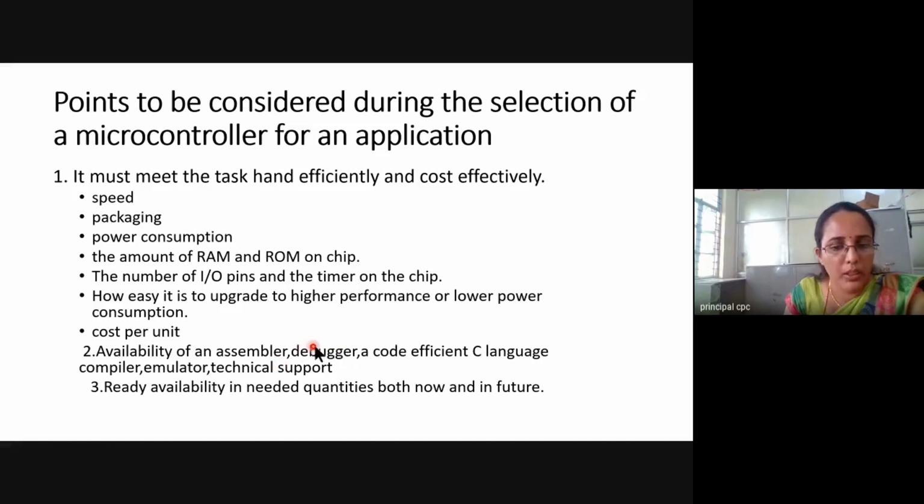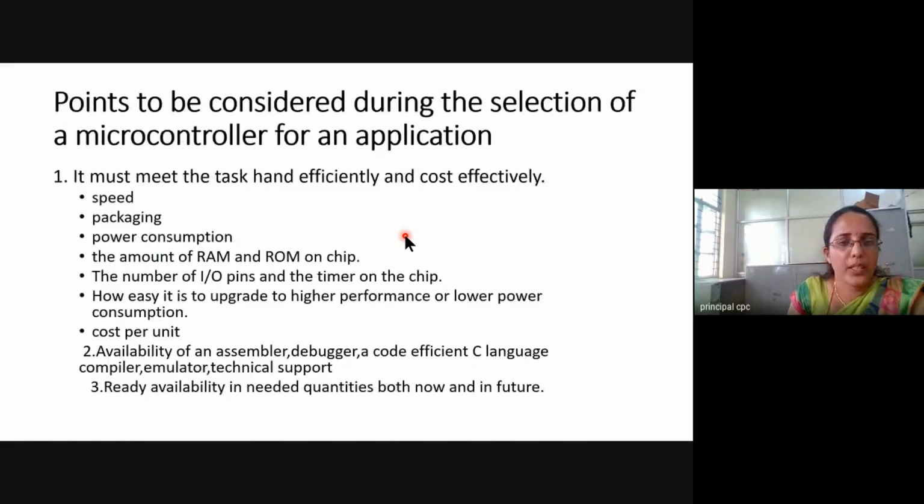And the debugger, assembler, and C language compiler. For simulation, you need all of this: assembler, debugger, code-efficient C language compiler, emulator, and also the technical support to develop your own application. You will look for this specification also. And if all these are there but the microcontroller is not available in the market, that is not useful. So you will look for availability of the microcontroller in the market.